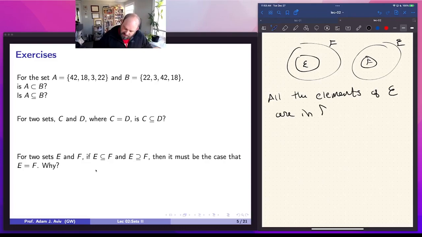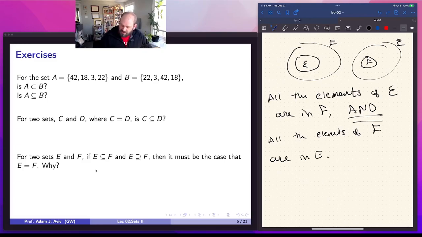are in F, and all the elements of F are in E, right? And that means that these circles here must collapse into each other. And really what we have is that they have to be the same set. That's a really strong reason.